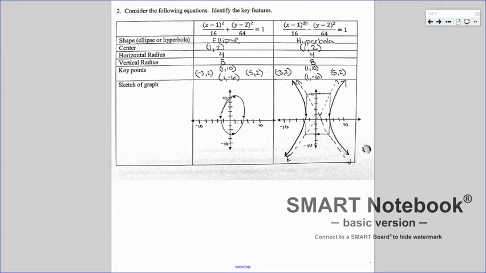(x - 1) squared over 16 minus (y - 2) squared over 64 equals 1. So that tells me that's going to be left and right opening. So there it is. Notice the only difference in these two equations is that sign. This is a plus, this is a minus. So that's really the main thing you need to pay attention to know which of those two shapes you're going to have.